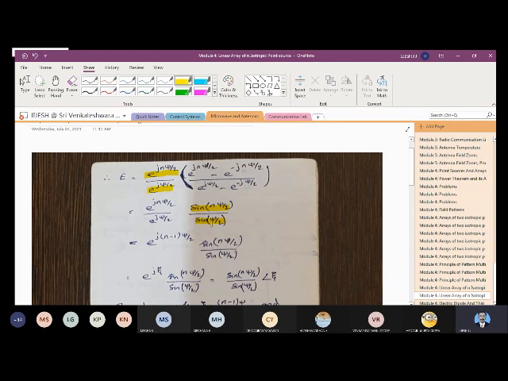Further, e to the power of j n psi by 2 by e to the power of j psi by 2 can be written as e to the power of j (n minus 1) psi by 2. Sine n psi by 2 by sine psi by 2, I have retained as it is. So we get it as e to the power of j (n minus 1) psi by 2.